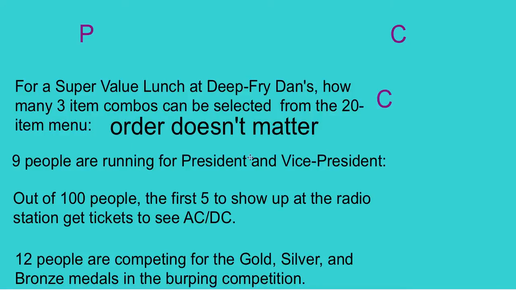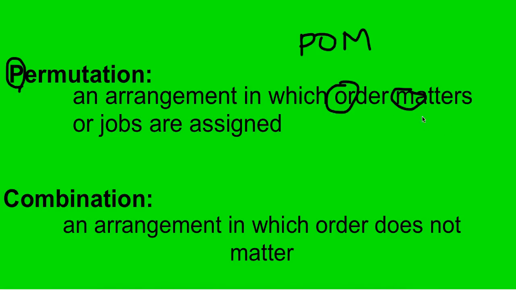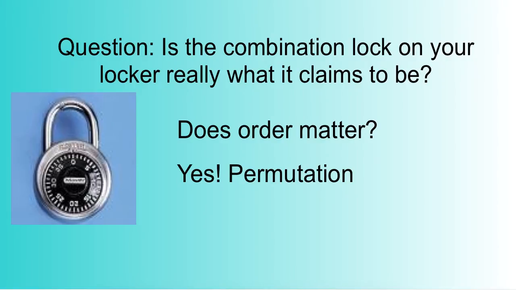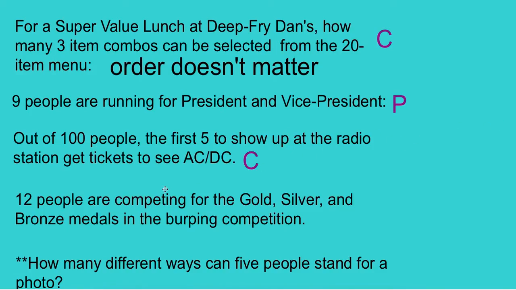All right, if we're running for vice president and president, this would be specific jobs, specific roles. So to reference our definition, order does matter here because we're giving them specific jobs. So we're going to call this one a permutation. Okay, first 5 people show up with radio get tickets. So in this case, order does not matter because no matter what, if you're any of those first 5, you still have the same outcome. So that would be considered a combination.